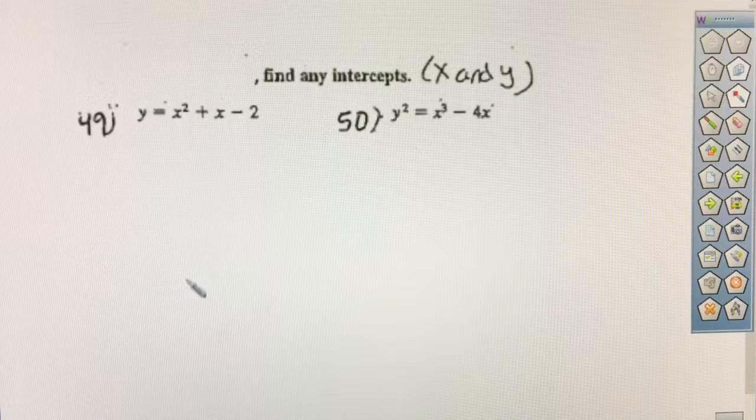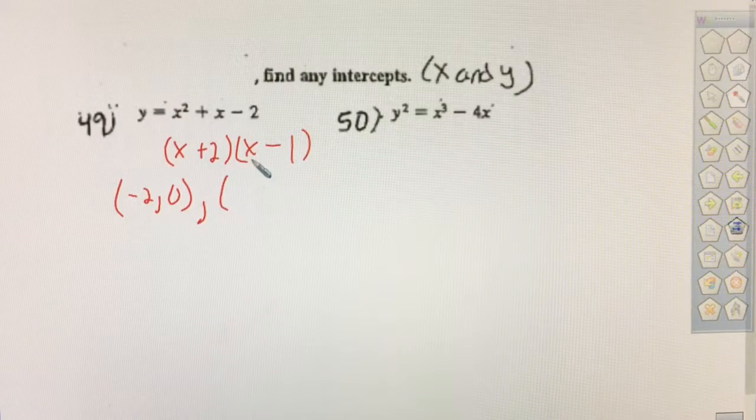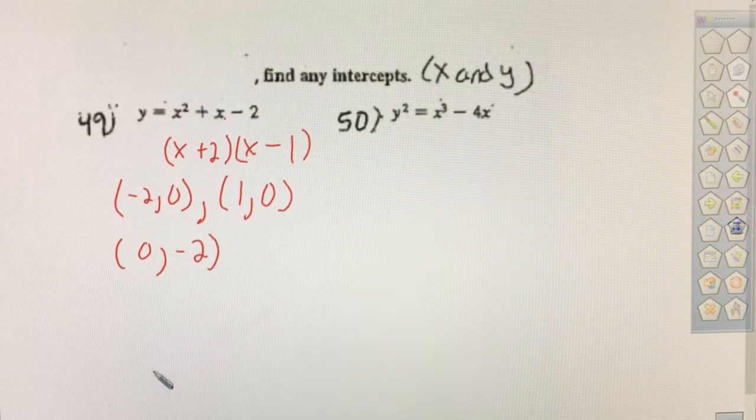Find any intercepts, x and y. I'm going to factor it to find the x-intercepts. What multiplies to equal 2? It's going to be 2 and 1. 2 is bigger, it gets the plus sign, so it's going to have to be minus. So there's going to be an intercept at negative 2, 0, another intercept at 1, 0, and y-intercept when x equals 0. So I let x equal 0, I put a 0 there and a 0 there, at 0, negative 2. So these are the x, and these are the y.